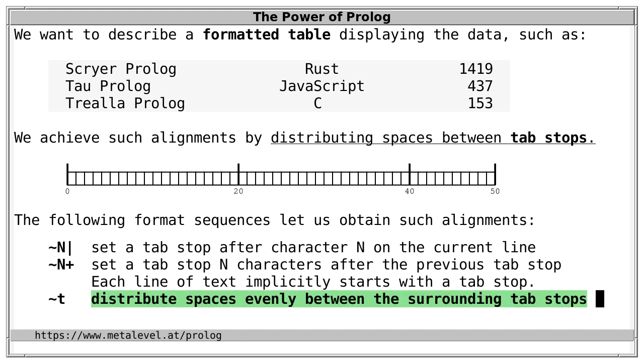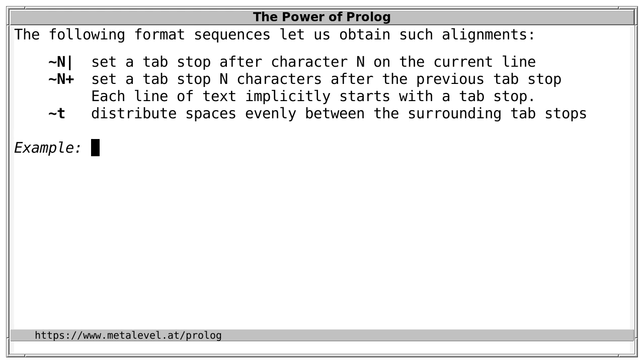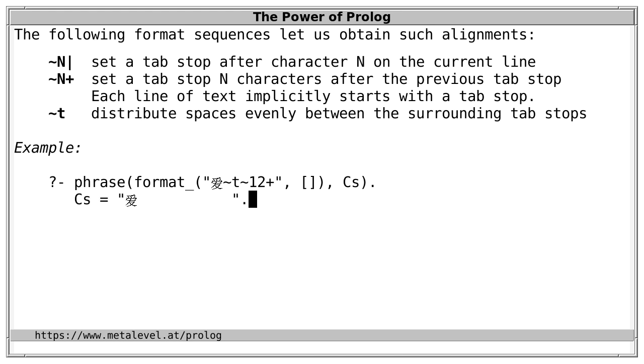What does this mean? Well, let's consider an example. Suppose we have a format string consisting of, first, a literal character, then such a tilde t sequence, then tilde 12 plus. This sets a tab stop at position 12. So that's the format string, okay? And since it doesn't refer to any arguments, we specify the empty list as arguments. And we are interested in the characters C's described here. So this is the string we've described.